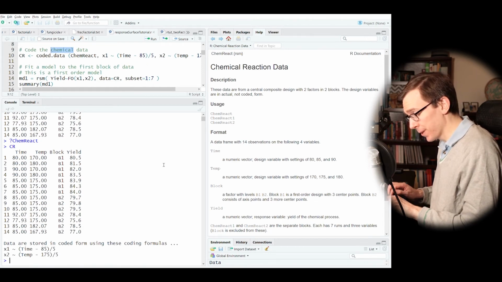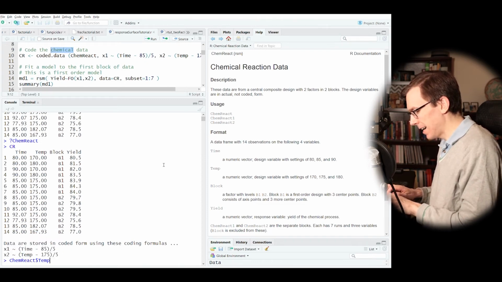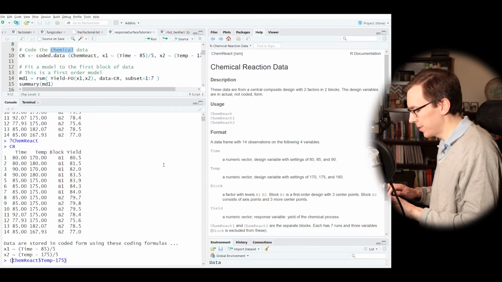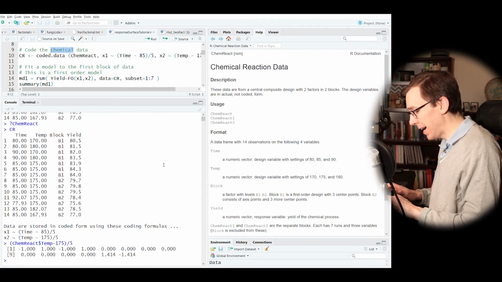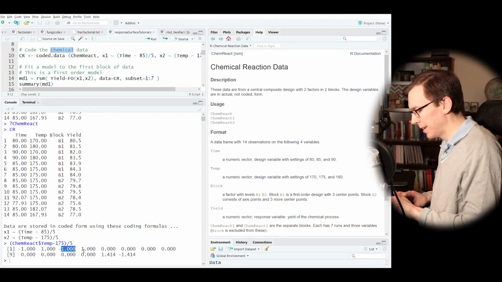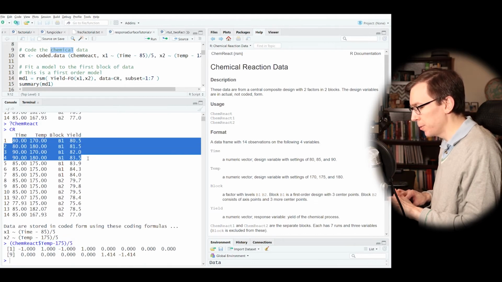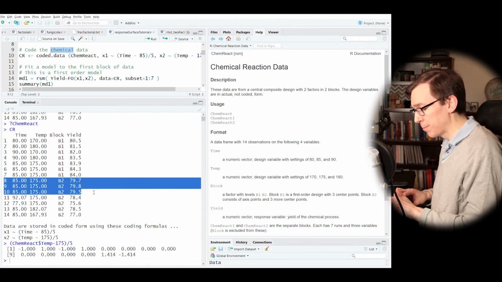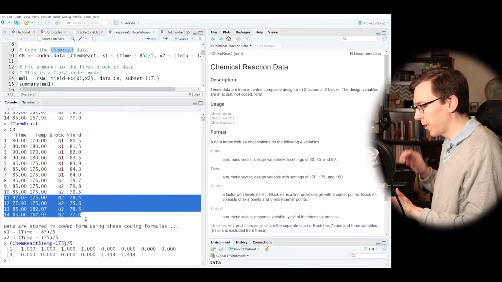Before we go forward, though, we can look at chem react $time, or temp, it doesn't really matter which one. My point is that if I actually apply this formula to it, if I subtract 175 and divide by 5, I get -1, +1, -1, +1. So these first 4 points correspond to our factorial or cube points. Then we get zeros for the next 6. So we have a first run in block 1 of 3 center points. Then we have a second run of 3 center points in block 2. And then the final 4 points in block 2 are the axial points.